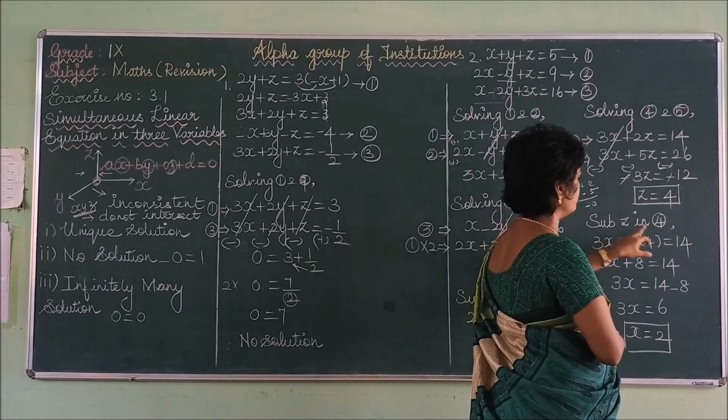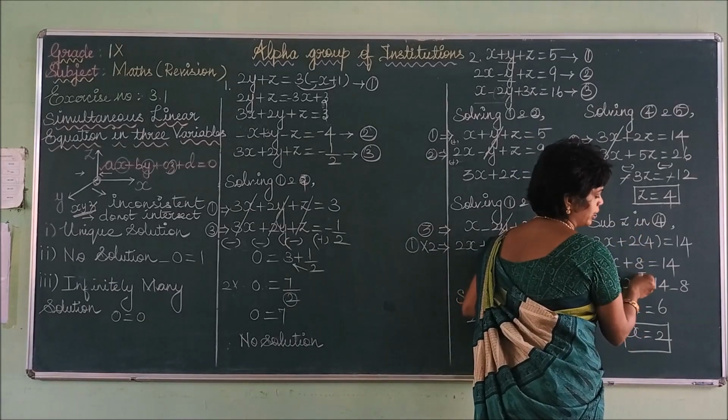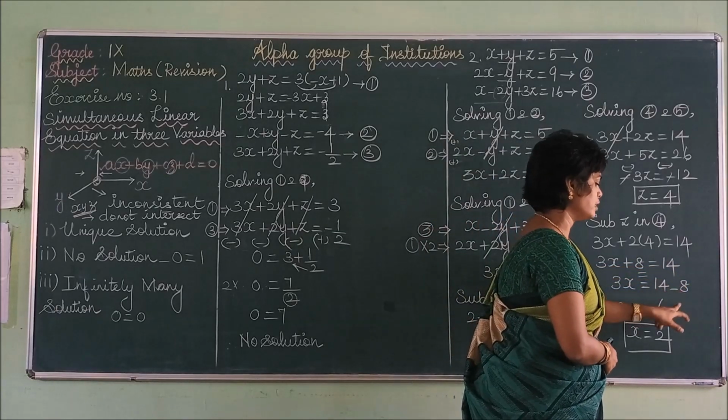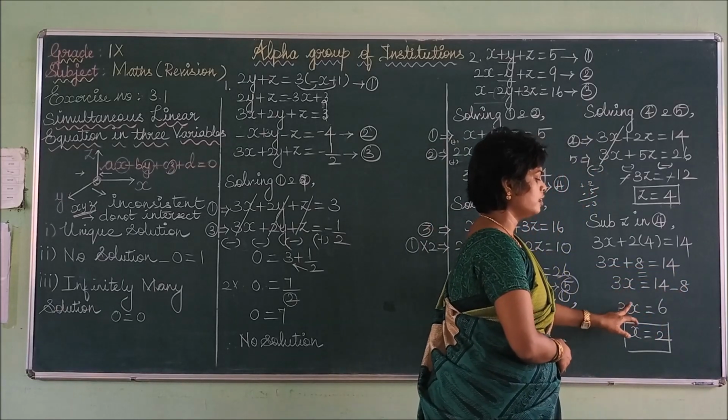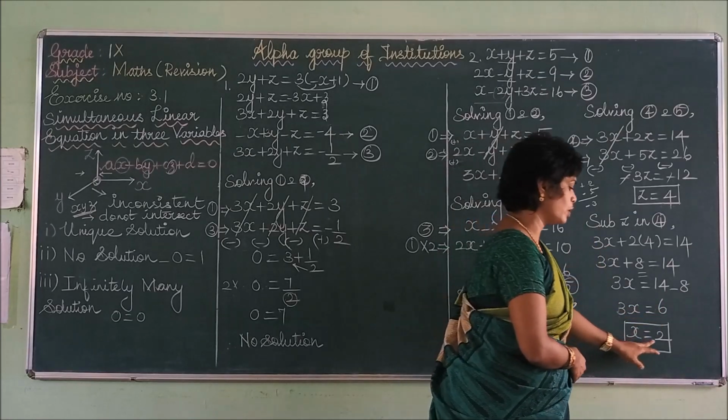Instead of this z, I am keeping 4. So 2 4s are 8. So this is a numerical term, so you have to change the numerical term to the right hand side. 14 minus 8 is 6. So 3x equals 6. How many 3's are 6? 2 3's are 6. So x value is 2.